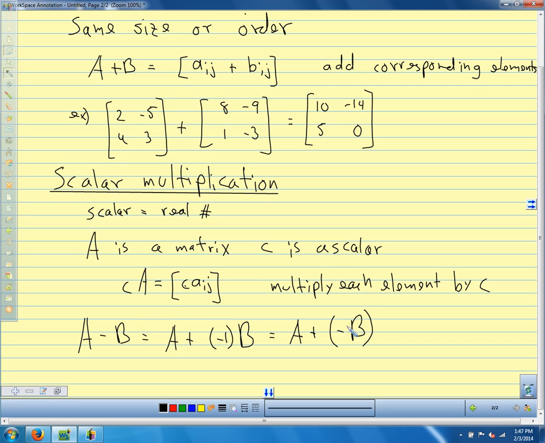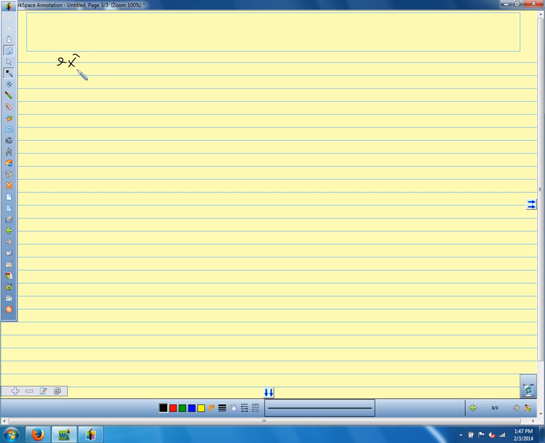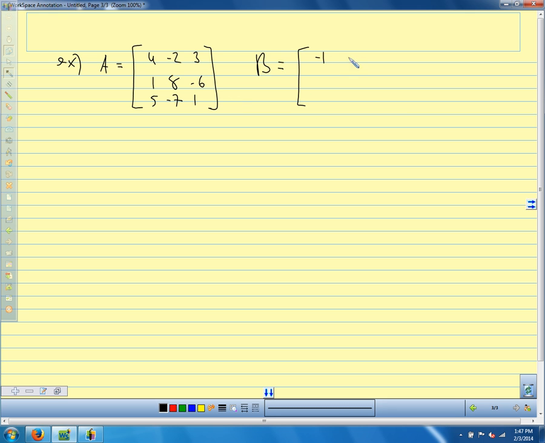All right, so let's look at a couple of examples having to do with scalar multiplication. Let's say that matrix A is this matrix: 4, negative 2, 3, 1, 8, negative 6, 5, negative 7, 1. And B is this other matrix: negative 1, 6, 2, 4, negative 3, 5, 9, negative 2, and 3.